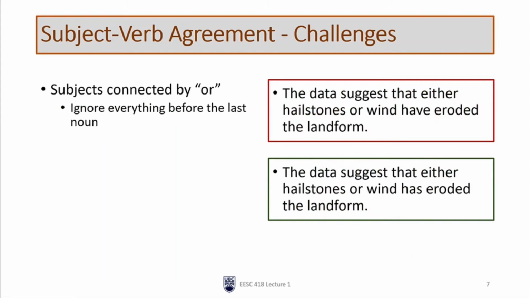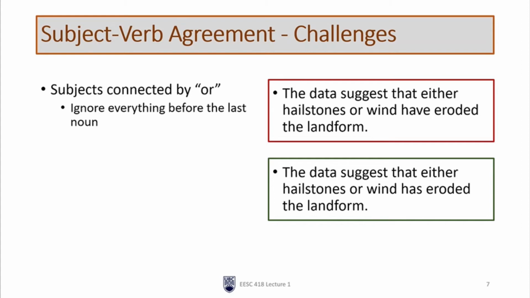Another challenge is subjects connected by or. In this case, you ignore everything before the last noun. So in other words, the noun that's closest to the verb determines whether the verb is singular or plural. This can be a little bit confusing because you can have a mixture of plural and singular nouns, but only one verb. And again, that verb should apply to the last noun that's listed.